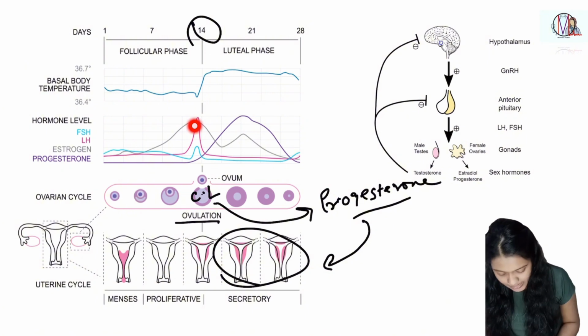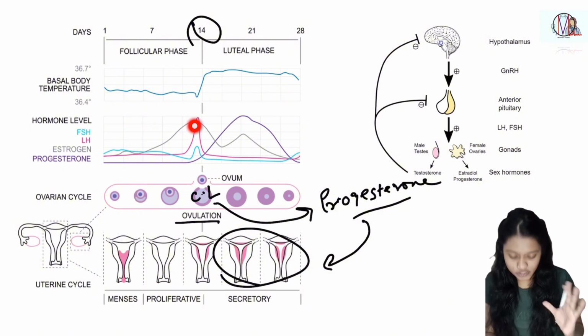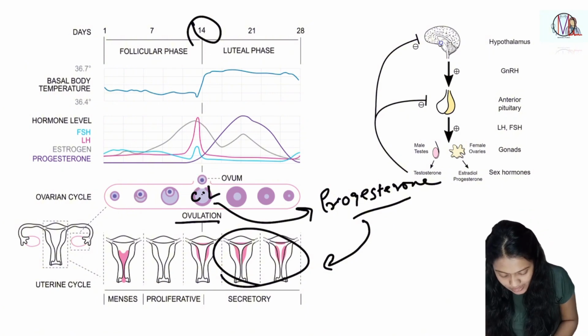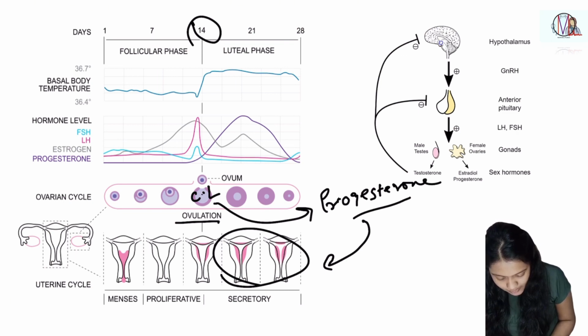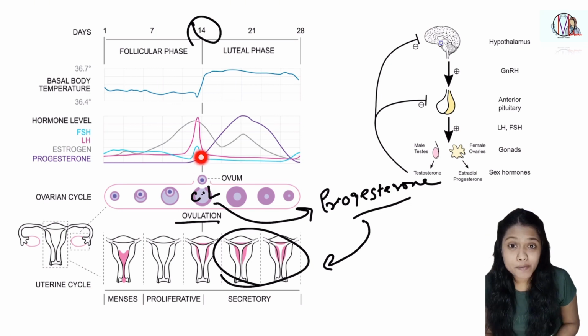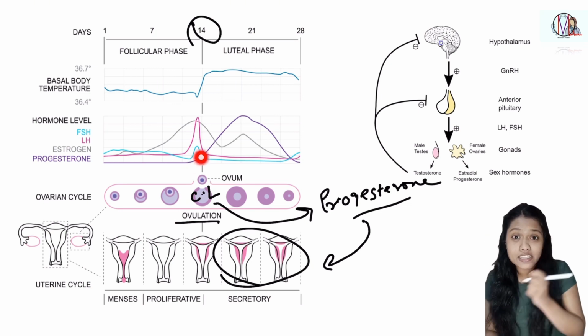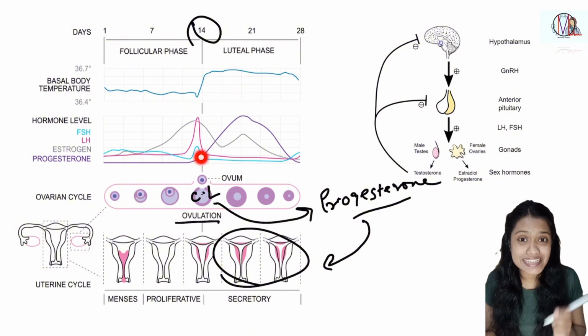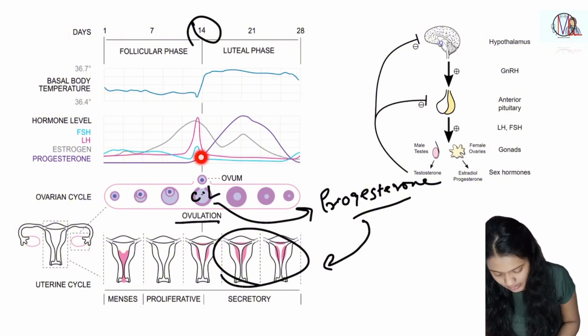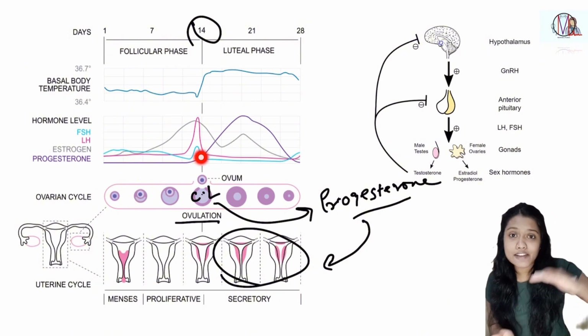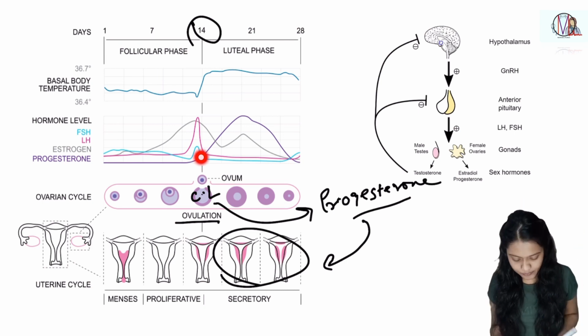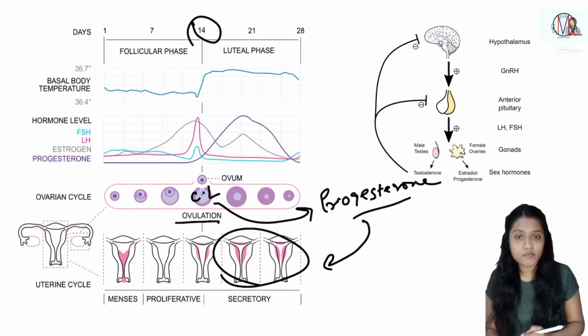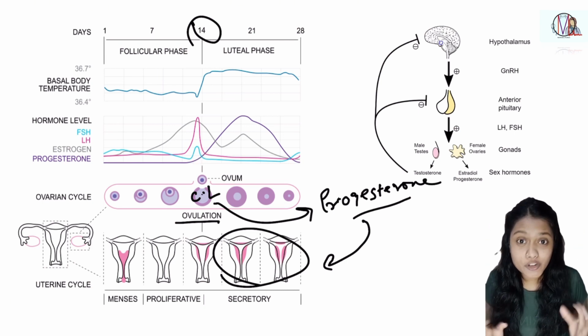Okay, here you can see there is an LH surge and because of that there is rupture of the follicle, releasing the ovum, that is ovulation. After the ovulation, you can see this progesterone level is increasing. Why? In response to LH, the corpus luteum is releasing progesterone, and because of that the level of progesterone is increasing.